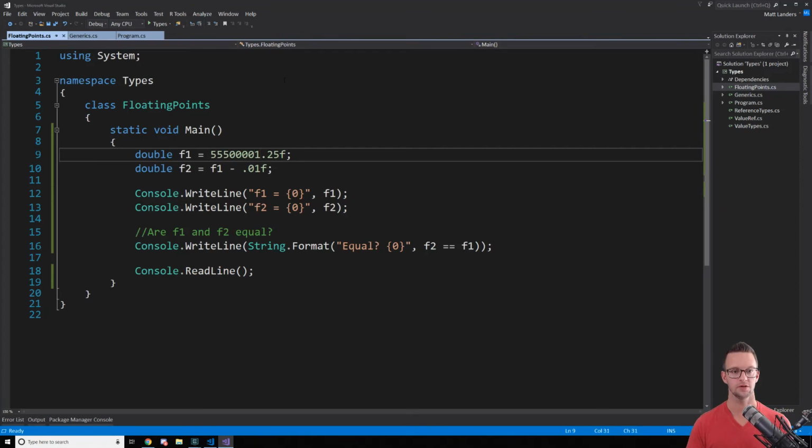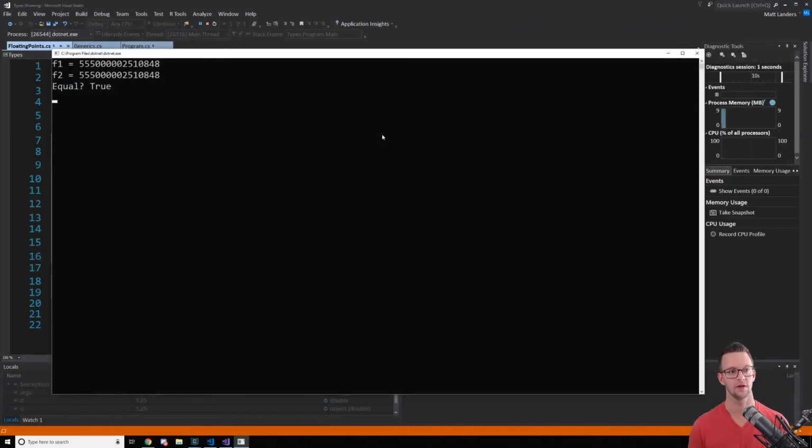How many do we have? 1, 2, 3, 4, 5, 6, 7, 8. Then we have the 2, 5, which is 9, 10. So I need 7 more to be safe. 1, 2, 3, 4, 5, 6, 7. And now we should run into the same issue that we were having before where these two numbers are true. And there we go. So a double will give you a little bit more room to not have this issue, but it's still going to have the problem.